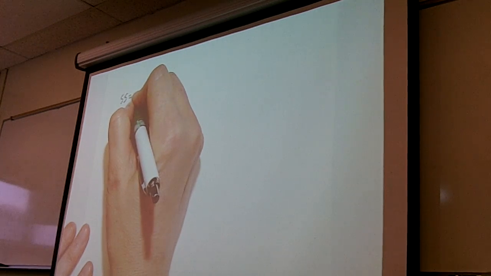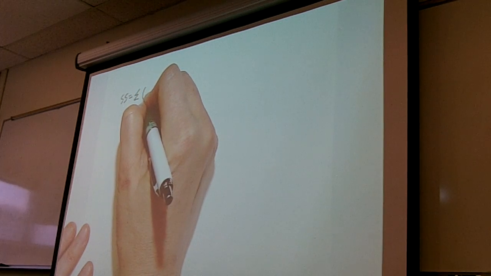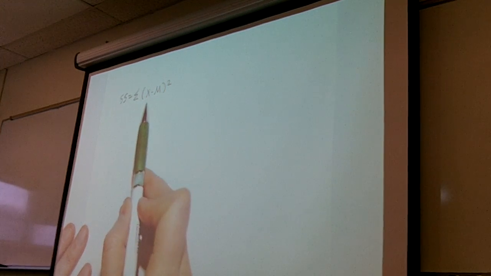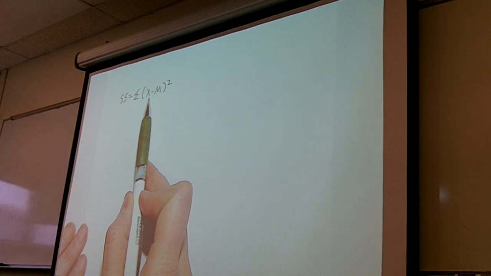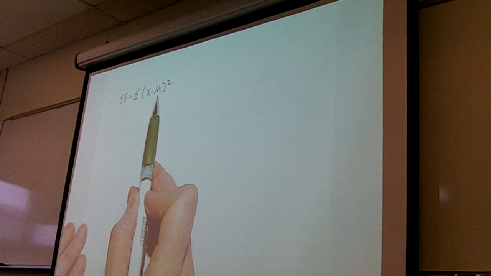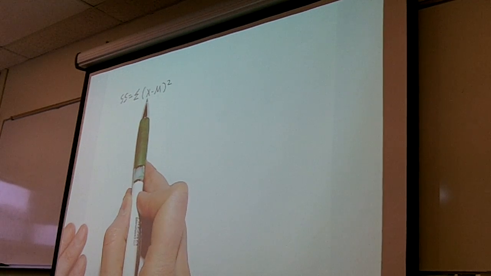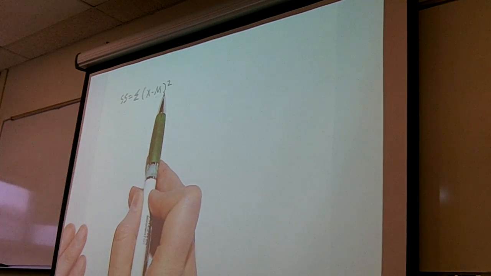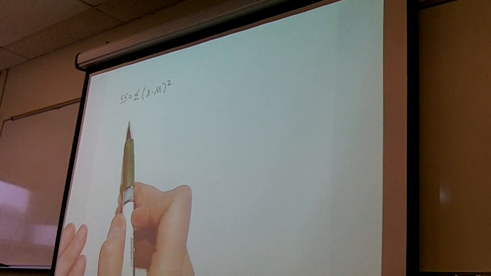All right. So sum of squares, that stands for the sum of squared deviations. And a deviation is the difference between any given score in a set and the mean for that set. So we're going to have to figure out the deviation for every score, and then we're going to have to square them, and then we're going to have to add them up. That's where we're going to get sum of squares.